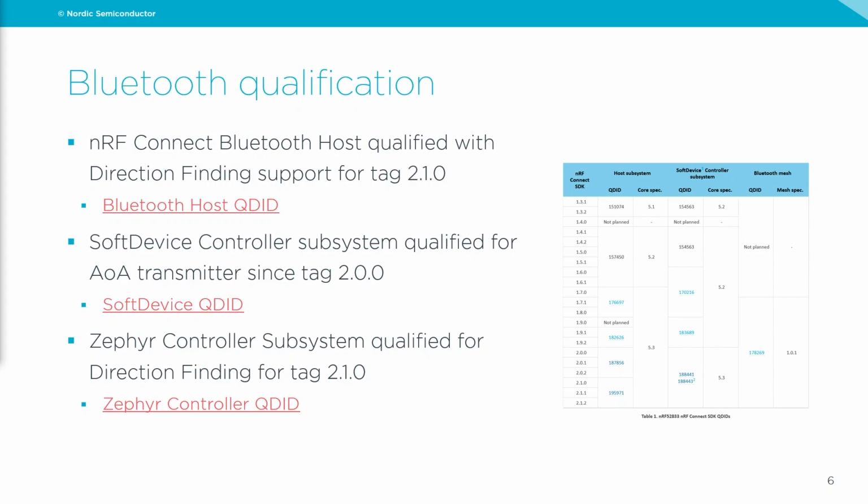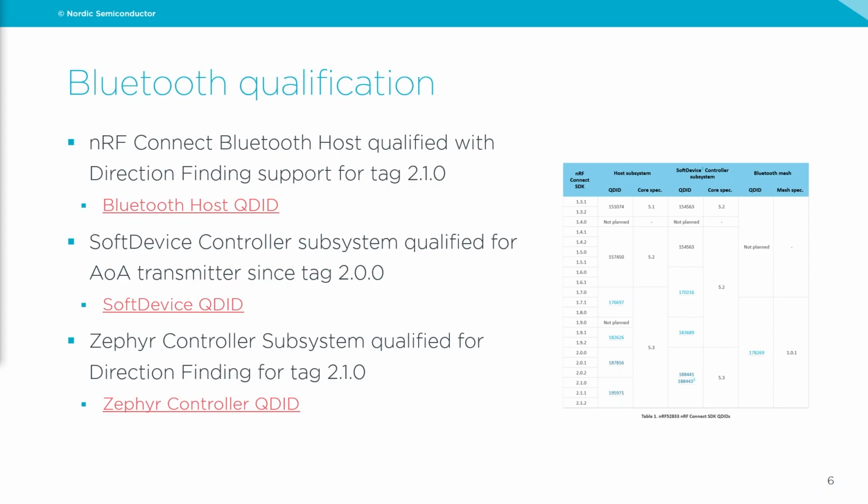This changed when we got to the Connect SDK version 2.1.0, which we tagged in September. At that point in time, we did get a qualification for the host side that's included in the SDK. We also had a qualification for the soft device controller for AoA transmitter, and that one came in already in the tag 2.0, which was done in June 2022.